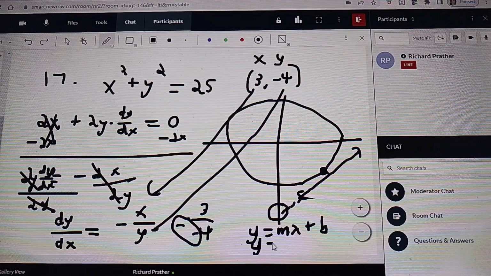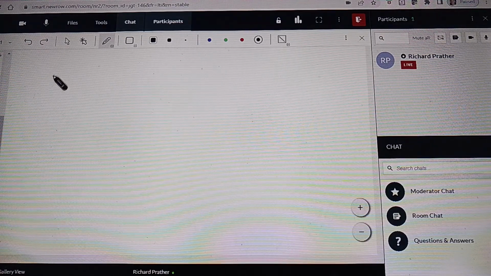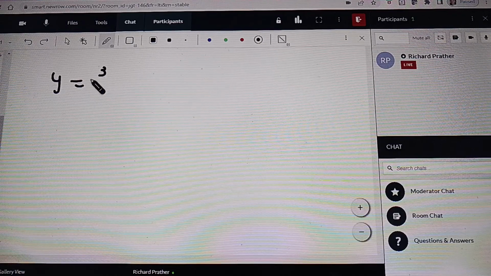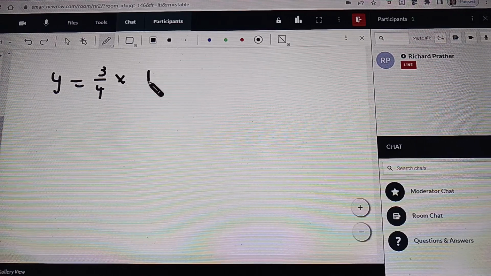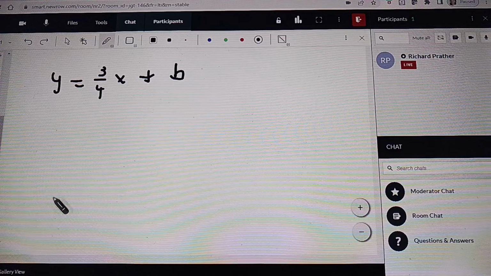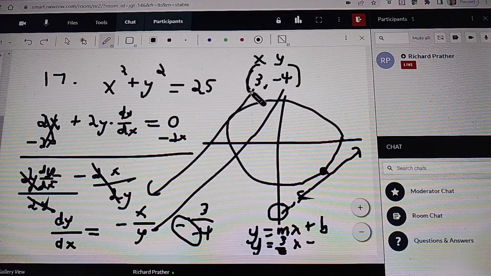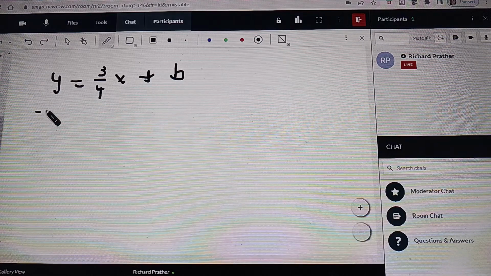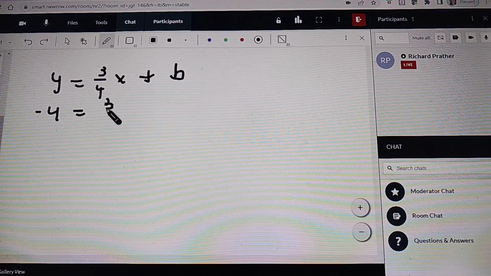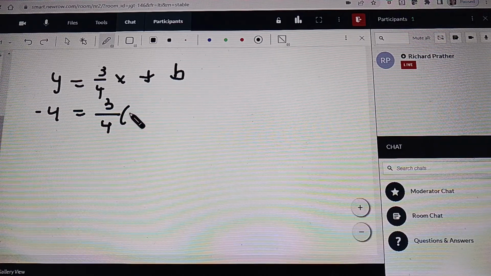So now we know half the answer. Half the answer is y equals 3/4 x plus some negative value, or minus whatever. So I'm going to write y equals 3/4 x plus b for a second. When you're looking for the y-intercept, then you plug in the x and the y again, just temporarily. Put negative 4 in for y, put 3 in for x, and solve for b.